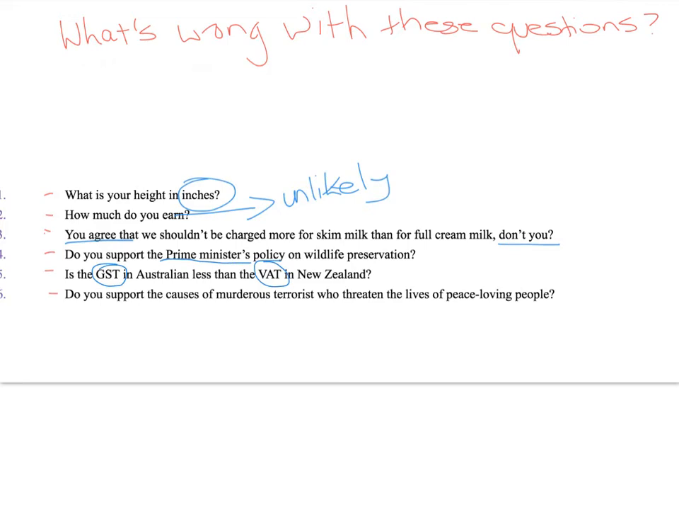Do you support the causes of murderous terrorists who threaten the lives of peace-loving people? Murderous terrorists and peace-loving people. That language, murderous and peace-loving, is leading people. It is leading your respondents to what you want them to say. It is emotive language, and you don't want to be doing that.